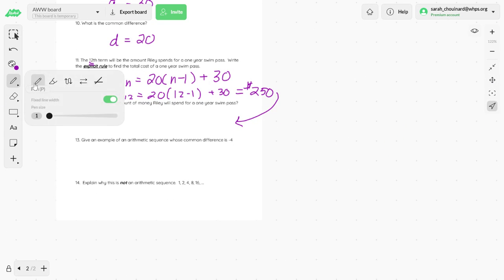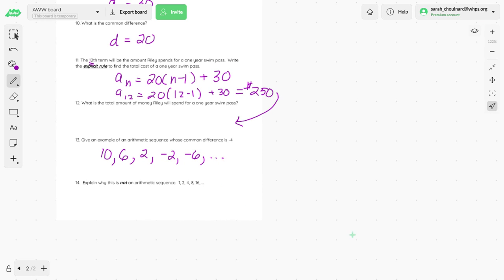Give an example of an arithmetic sequence whose common difference is -4. So a sub 1 could be anything. Let's say a sub 1 is 10. If my common difference is -4, my next term would be 6. My next term would be 2, -2, -6, and then we can just do a dot, dot, dot to show that it goes on forever.